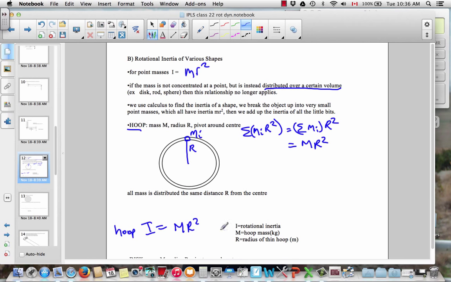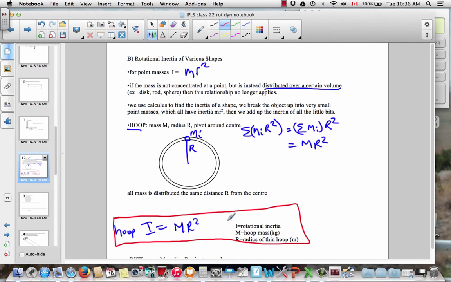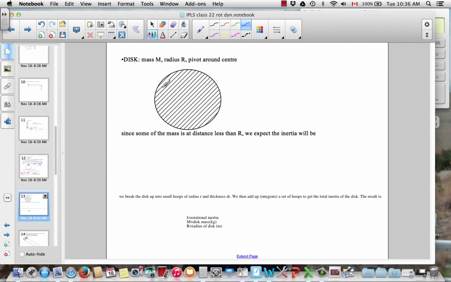Now m means the total mass of the hoop and r means the radius of the hoop, whereas before it was the mass and the distance from the rotational axis when we were talking about a point mass. So same result, slightly different meaning. Let's next go to another geometry. Let's go to the geometry of a solid disk.